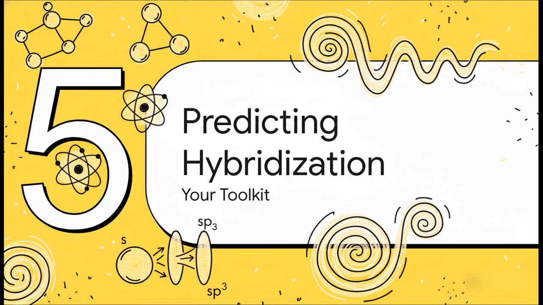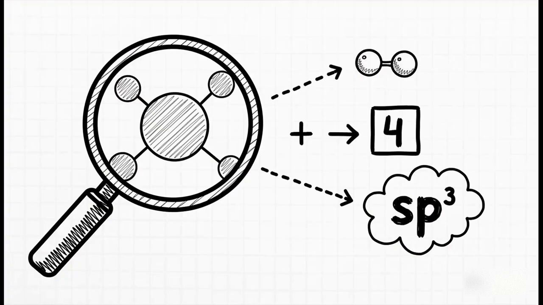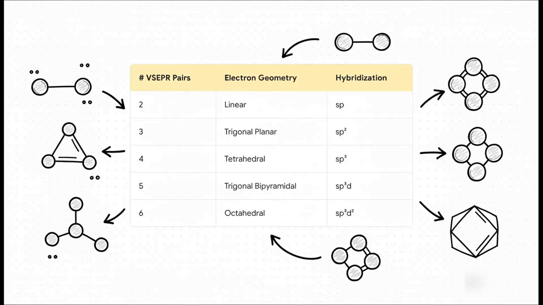Okay, we've gone through all the heavy theory. We've built this model from the ground up. Now let's boil it all down to a super simple practical toolkit that you can actually use to figure this out quickly. Okay, lean in, because this is the secret sauce. This is the big shortcut. You don't have to go through electron promotion and mixing every single time. The hybridization of that central atom is directly tied to the number of electron domains around it. All you have to do is count the things attached to it, the bonded atoms and the lone pairs, and that number tells you everything you need to know. And this table right here, this is your cheat sheet, your master key.